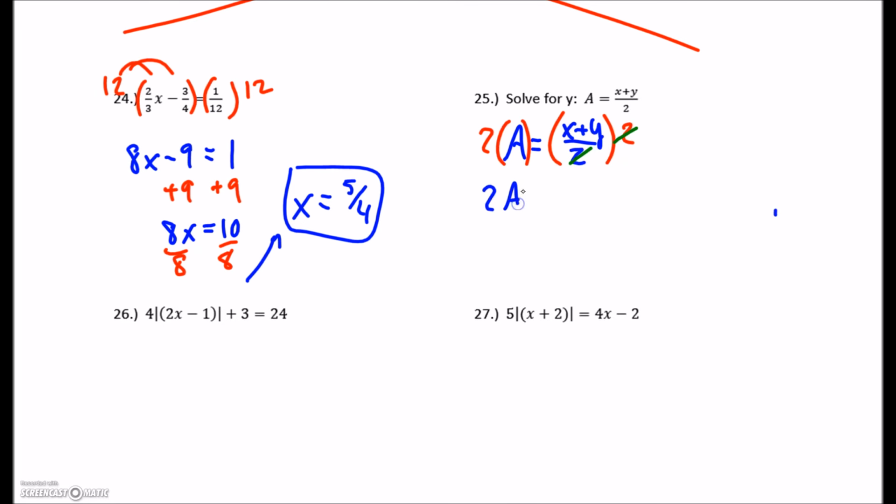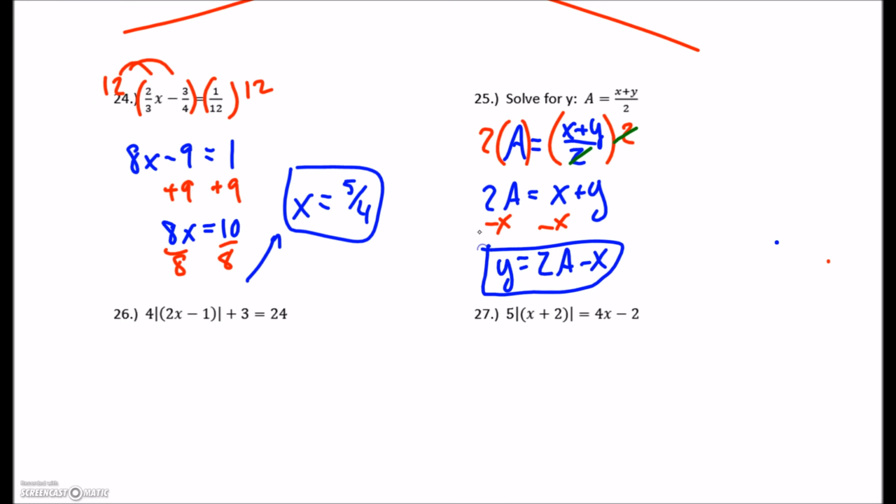So I end up with 2a equals x plus y. And now to get y by itself, since I'm adding something to the y value, I have to subtract that thing. So I'm going to subtract this x value from each side. And so I find out that y equals, well, I've got 2a minus x, and that's it. So again, we follow the same process, but we leave it in terms of the operations, in terms of that multiplication, in terms of that subtraction.